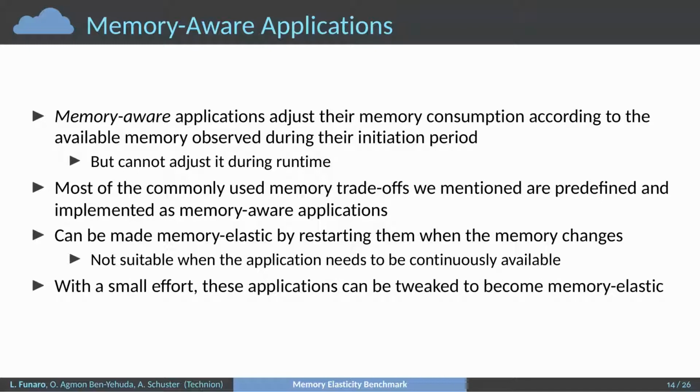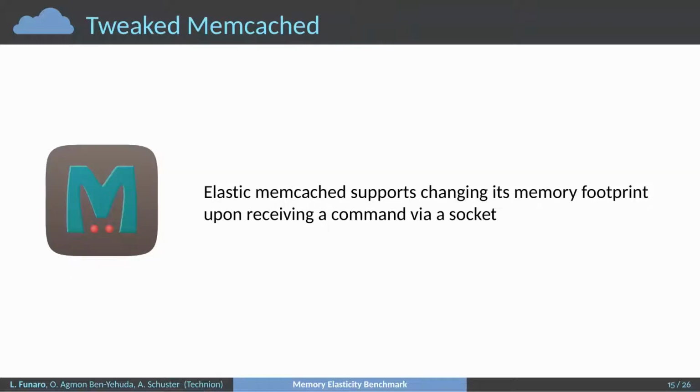But with not too much effort, we can modify applications that use one of these trade-offs to be elastic. For example, we adapted Memcached to support memory elasticity by forcing it to change its memory footprint upon receiving a command via socket. But what did we gain by this effort? Is this memory elastic Memcached better than the off-the-shelf one in a dynamic scenario? How would we even measure this?